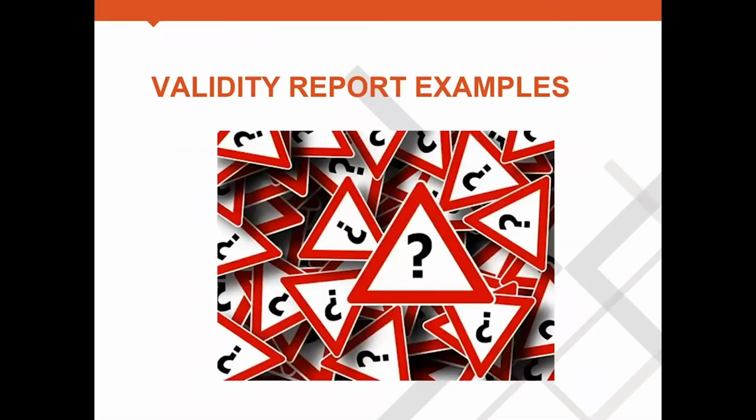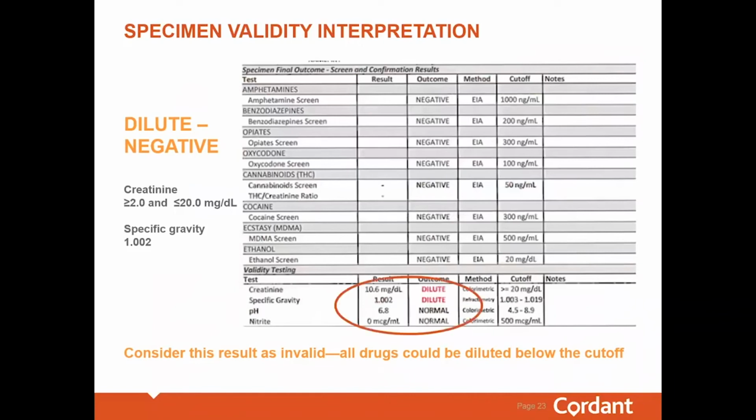Let's look at some additional examples on how the reporting of specimen tampering might look. Here we have a dilute negative sample. The creatinine is less than 20, but above 2, and the specific gravity is below range as well at 1.002. We should consider this result as invalid because any drugs potentially present could be diluted down below the cutoff. This could be from a large volume of liquid consumed prior, or it could be used from a small amount added to the sample.